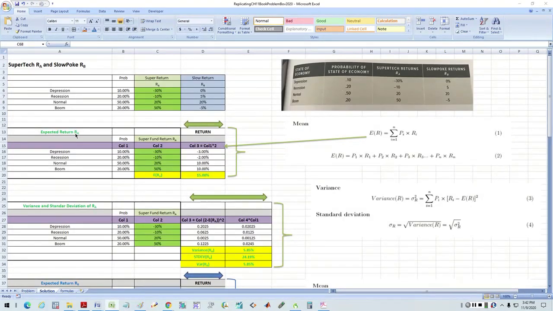I've already solved the problem, but I'm going to go over which formulas I used and how I applied them, so that when you make your own template, you know exactly what to do. I just typed the numbers. Okay, probability 10, 20, 50, and 20, depression, recession, normal, boom. I just typed them in Excel so that I can do my analysis. So this is where I've just typed the problem in Excel.